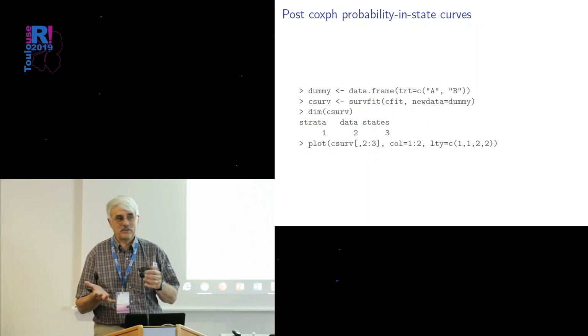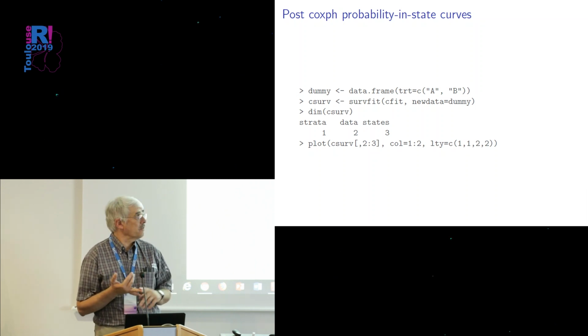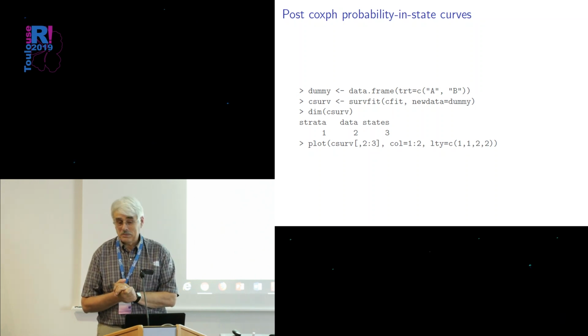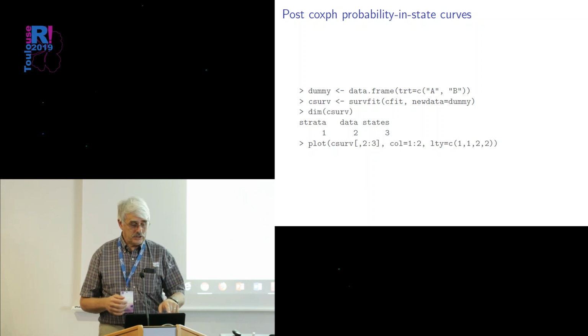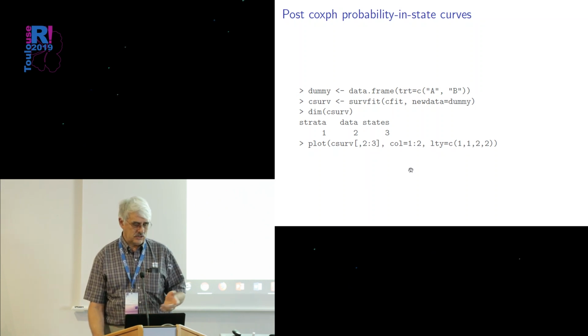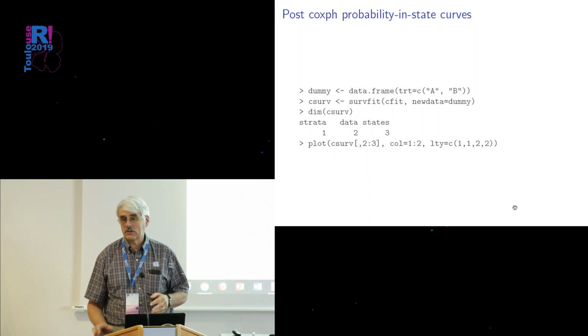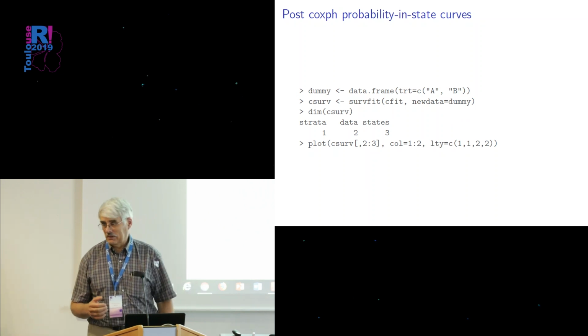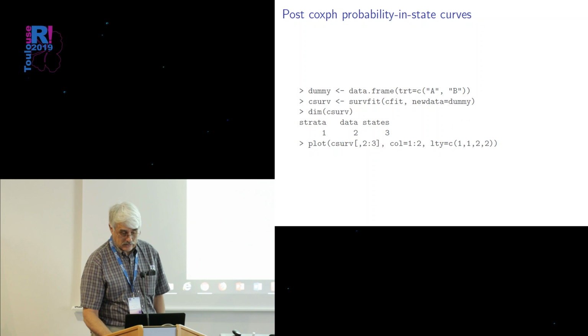So I'm going to say I want a curve for somebody on treatment arm A and a curve for someone on treatment arm B. You get the curve by asking for survfit from a Cox model, and it will give you a set of curves, one for each of the data rows you supplied. There's only one strata here because there's no strata on the Cox model, and three states, and I can plot those curves. So you get the Aalen-Johansen curves post-Cox model, which are the right curves to get.